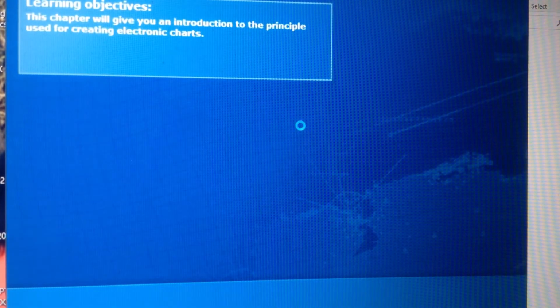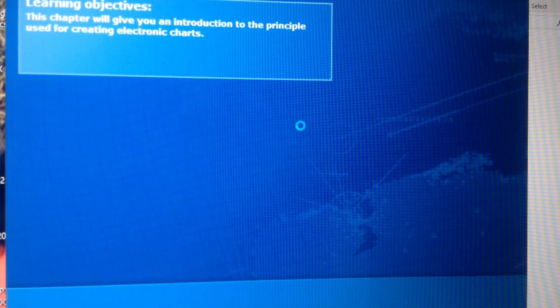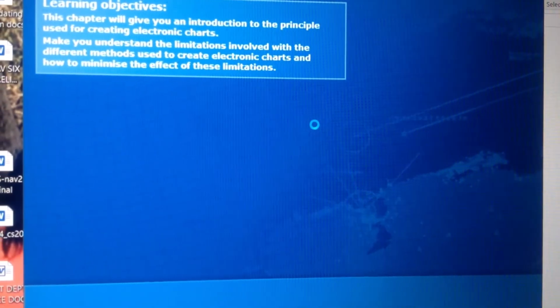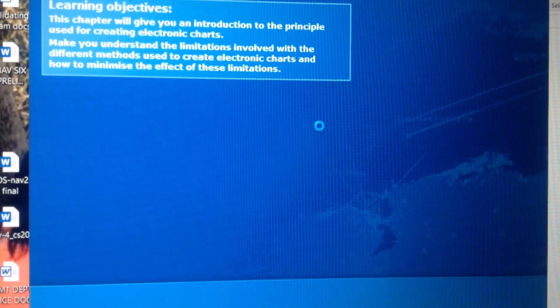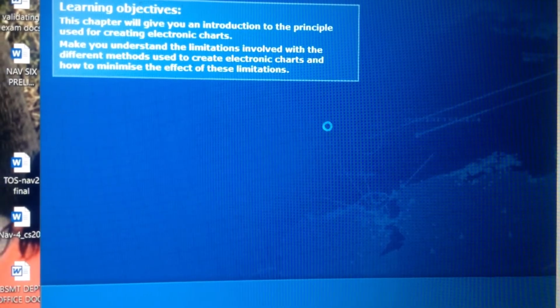This chapter will give you an introduction to the principle used for creating electronic charts, make you understand the limitations involved with the different methods used to create electronic charts, and how to minimize the effect of these limitations.